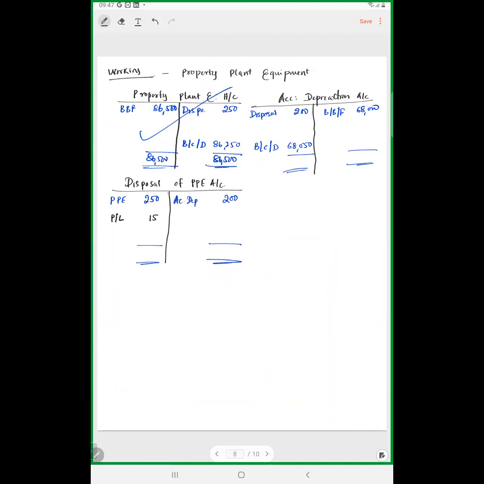Then we can find how much we raise as cash, right? How much we raise? Yes, 65 cash flow. Cash 65. Is that correct or okay?